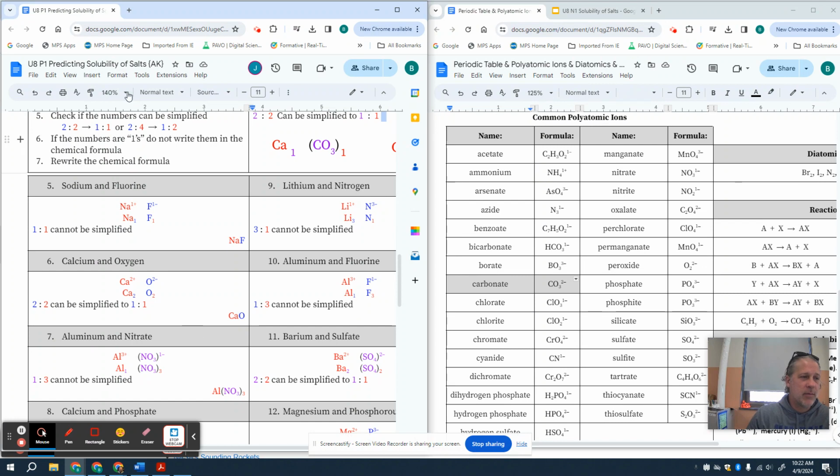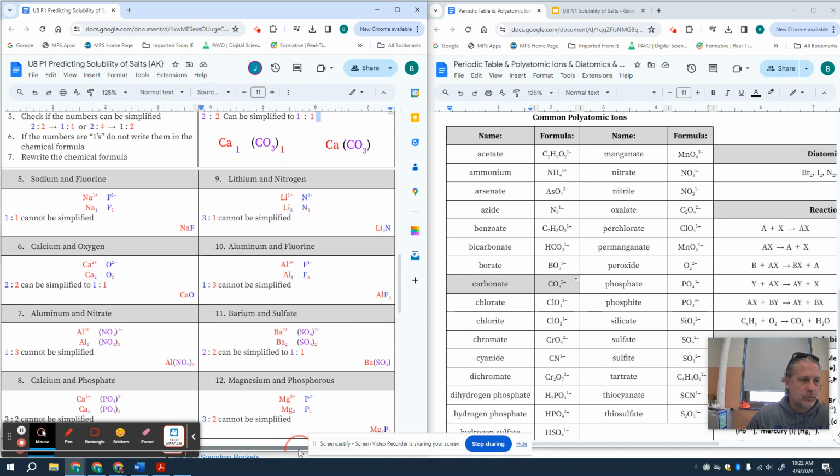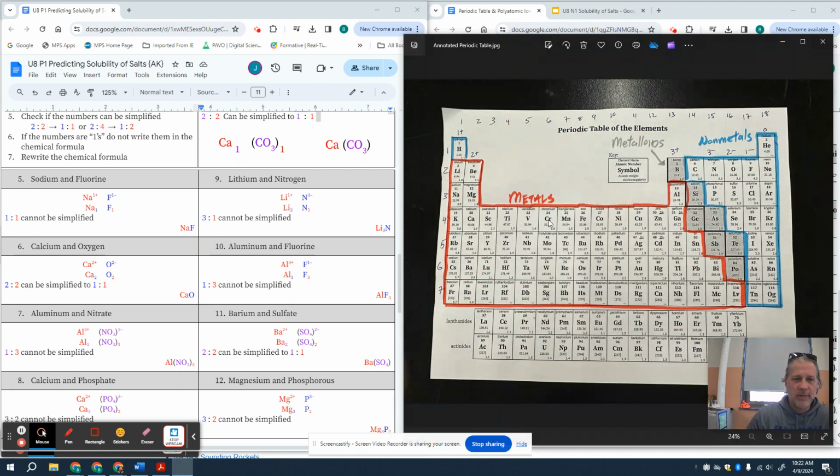Now I just want to take a moment to go through the answers quickly. Sodium is in the first column, so it's a +1. Fluorine is in the 17th column, so it's a -1. We cross the charges down. 1 to 1 can't be simplified. You get NaF. I'm going to move over here to lithium and nitrogen.